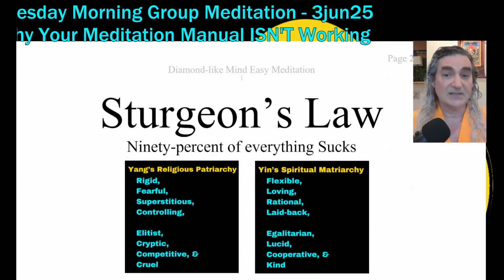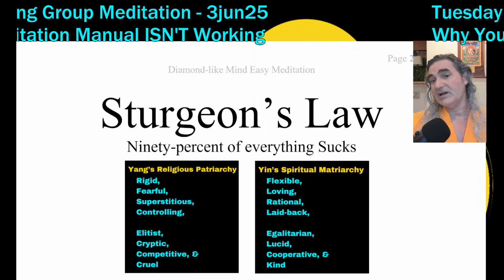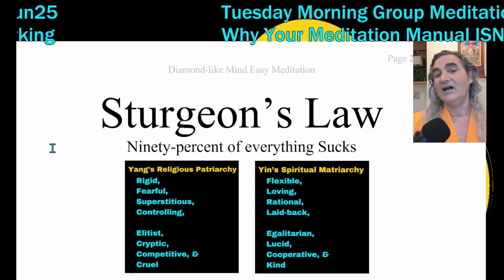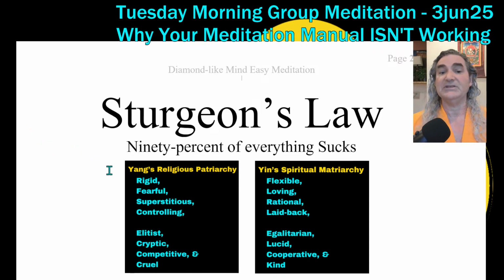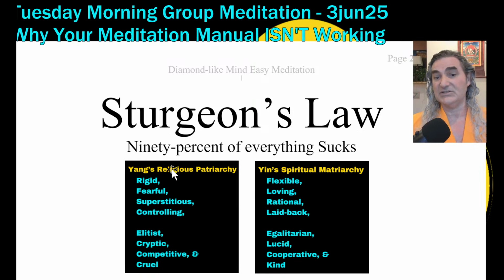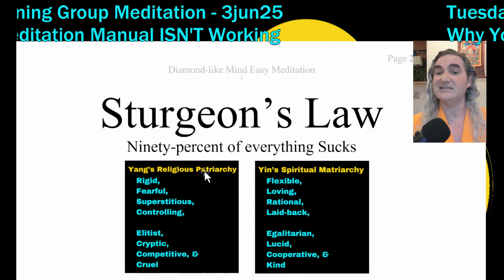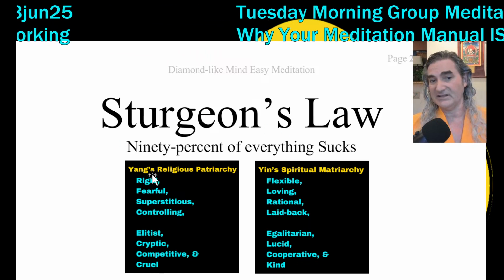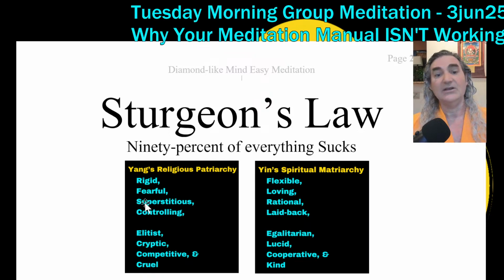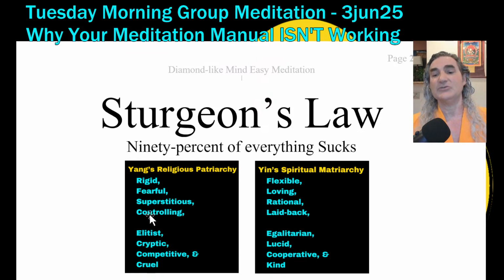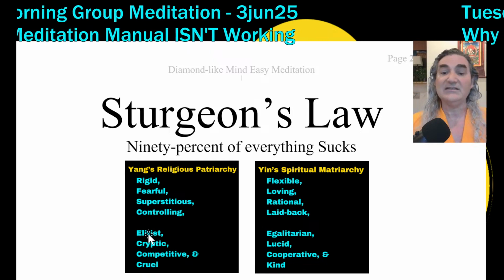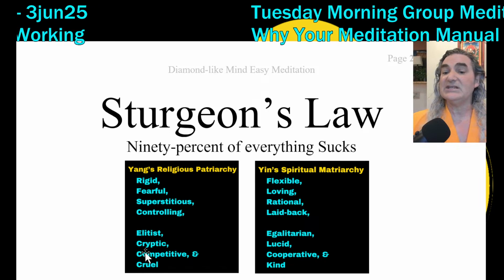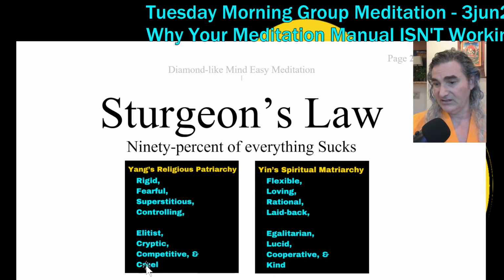Sturgeon's law reminds us that 90% of everything sucks, but what could that look like? It could look like the majority of meditation teachers being minions of Yang's religious or irreligious patriarchy instead of Yin's spiritual matriarchy, which means they are rigid instead of flexible, fearful instead of loving, superstitious instead of rational, controlling instead of laid back, elitist instead of egalitarian, cryptic instead of lucid, competitive instead of cooperative, cruel instead of kind.